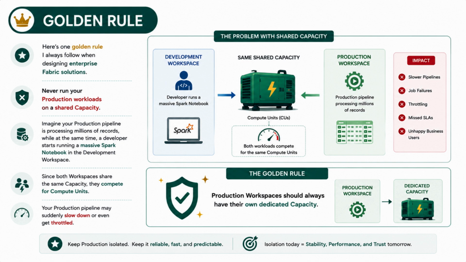Imagine your production pipeline is processing millions of records, while at the same time a developer starts running a massive Spark notebook in the dev environment. Since both workspaces share the same capacity, they compete for compute units. Your production pipeline may suddenly slow down or even get throttled. That's why production workspaces should always have their own dedicated capacity.